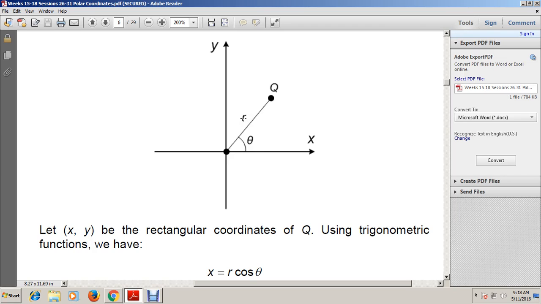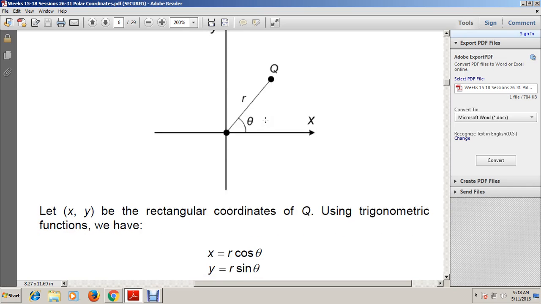The right triangle has the hypotenuse, which is the distance OQ, which is our r, and the angle within our right triangle is theta. The sides of the right triangle correspond to the projections of Q on our x-axis and on our y-axis. On that right triangle, the x projection would be the adjacent side for our angle theta, and the projection on the y-axis would be the opposite side for our angle theta.